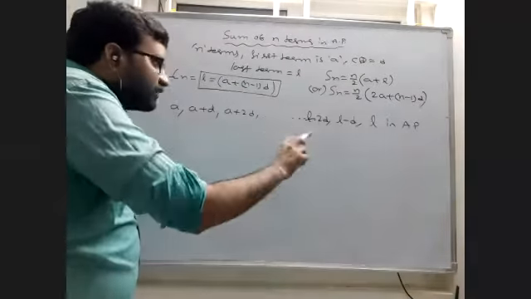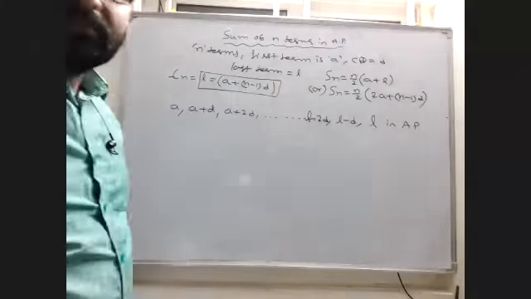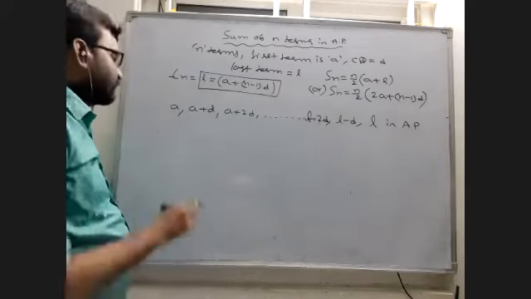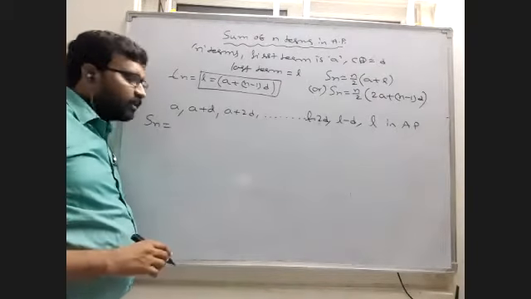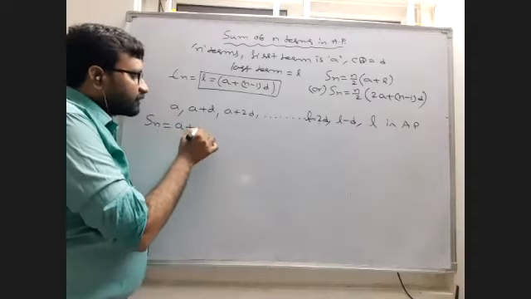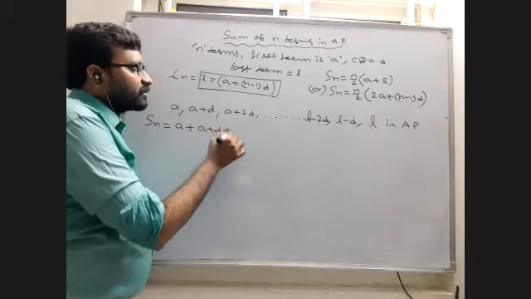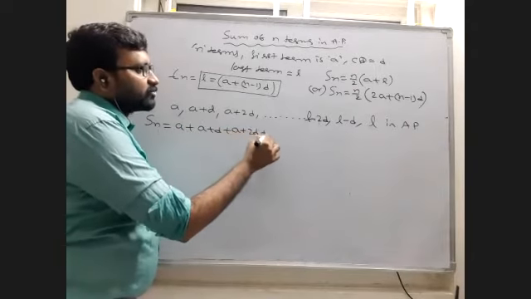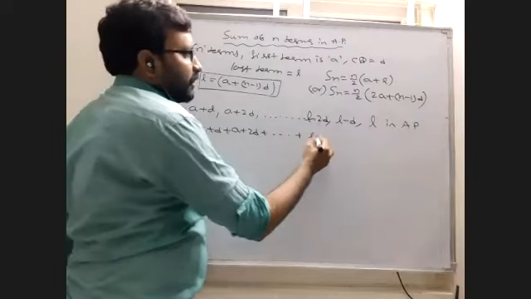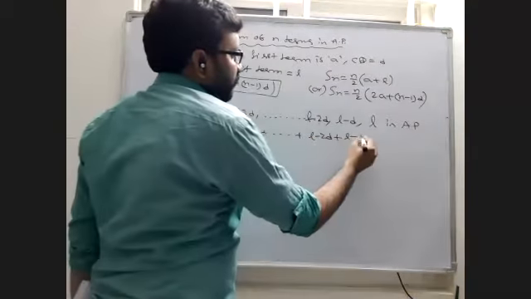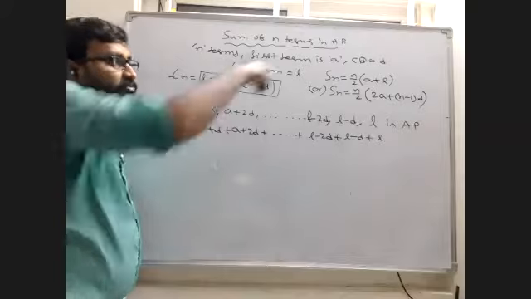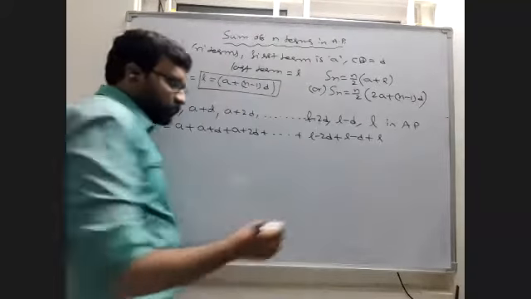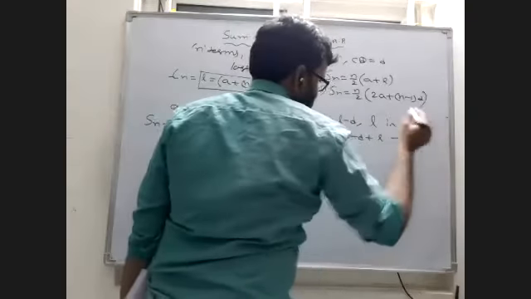The sum of all these terms is equal to this or this. How? See, I am finding the sum. I am writing Sn, the sum of all numbers, is equal to A plus D plus A plus 2D plus so on plus L minus 2D plus L minus D plus L. We have to prove this. Let this be equation number 1.